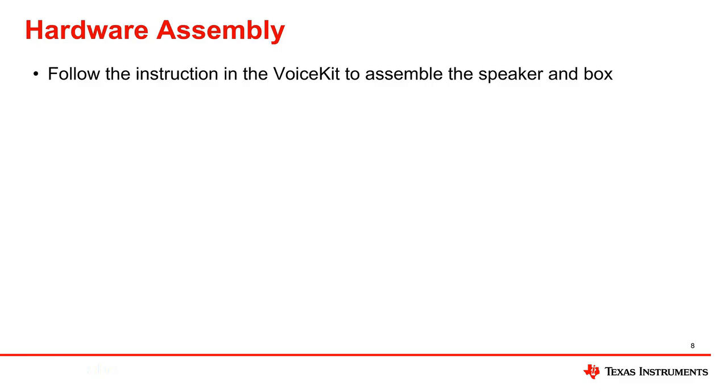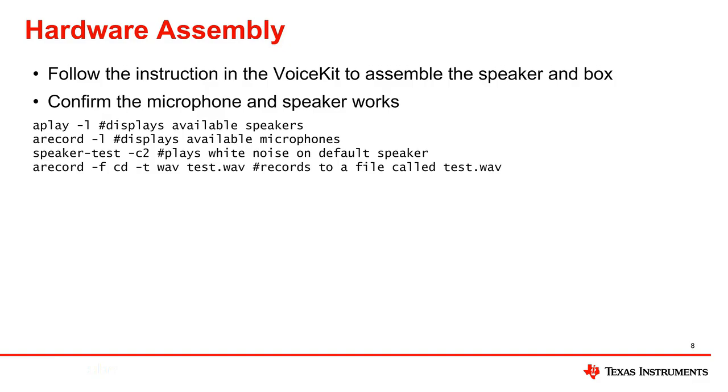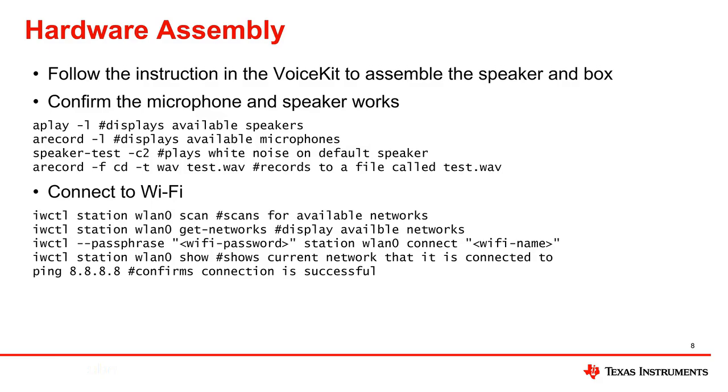In order to work around this, you can use a USB microphone and plug it in to one of the ports. Confirm that the microphone and speaker are functional. This can be accomplished by using the following Linux commands. Then connect the board to Wi-Fi, which can be accomplished with these commands.